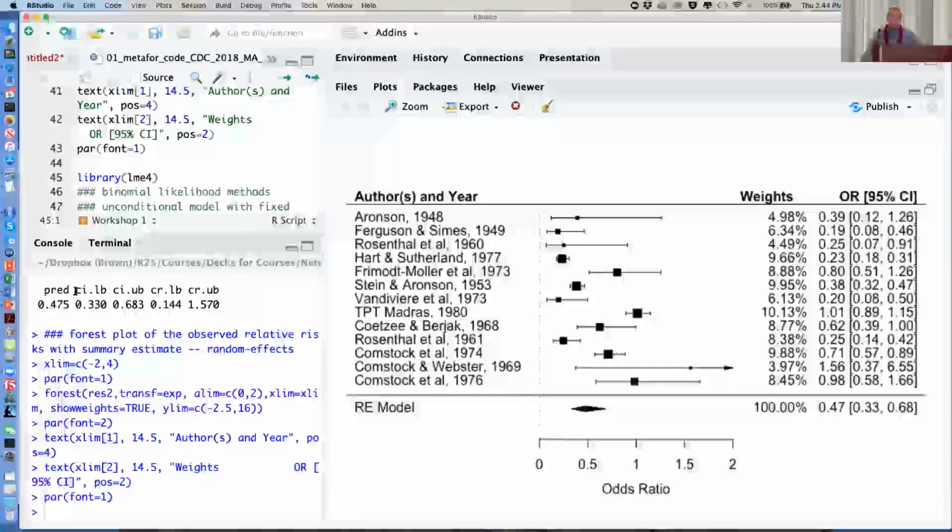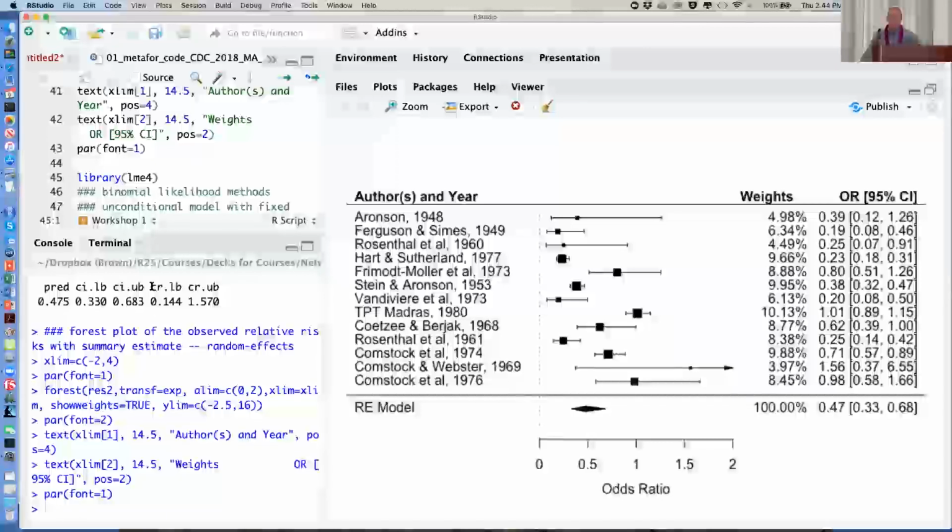Oh, so this is the confidence interval for the predicted mean, and this is the confidence interval for a single observation, for a new value.